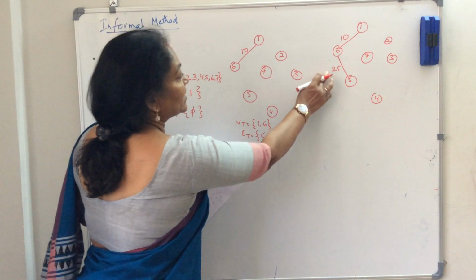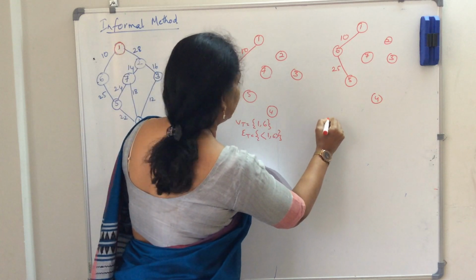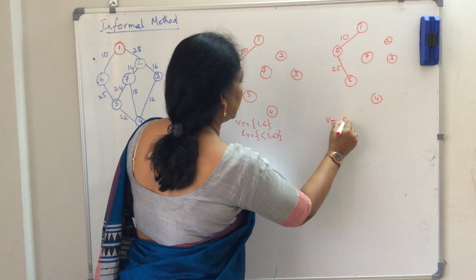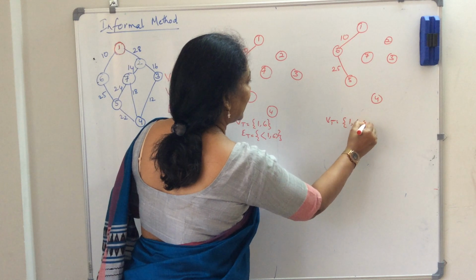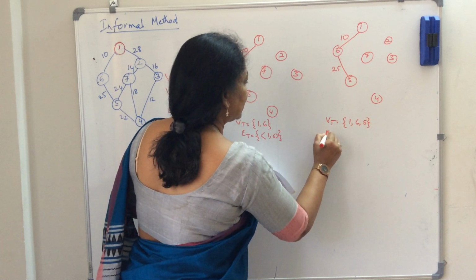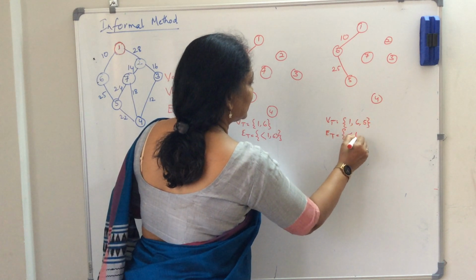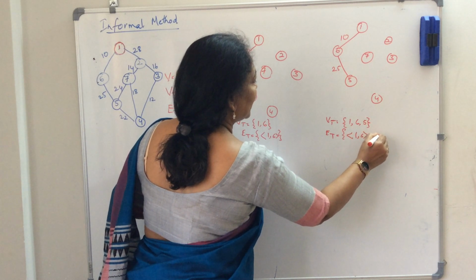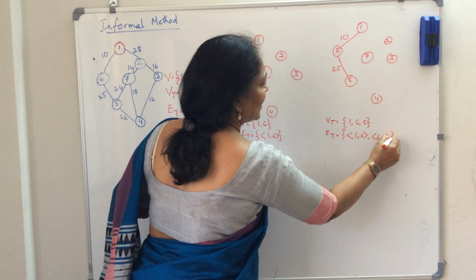Okay, so now this is 25. Now update this VT and ET. So VT will become 1, 6 and 5, and ET will become 1, 6. What are the edges? 1, 6 and 6, 5 or 5, 6, because it's an undirected graph.